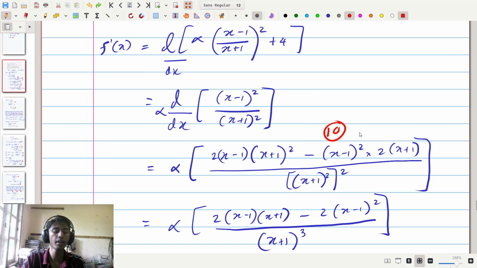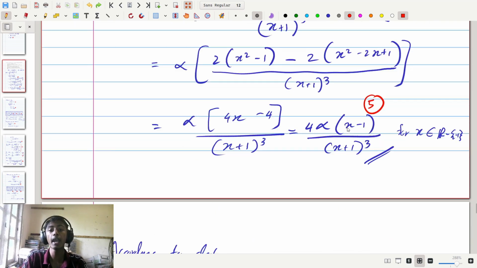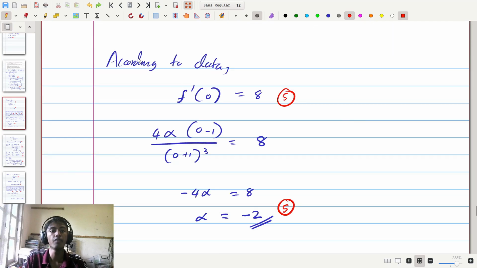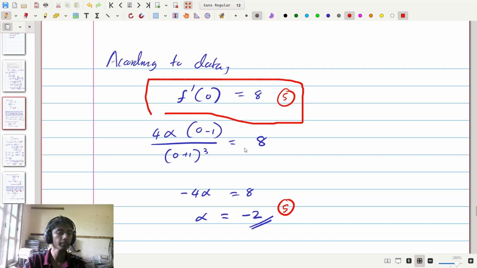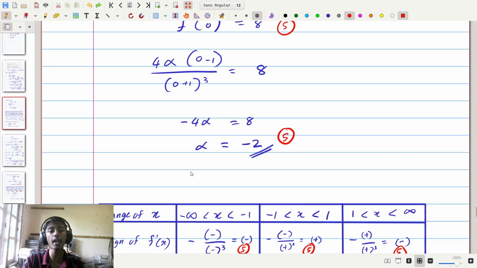Now after that, when you go down, simplify, and eventually get the expression that they have in the question, you get another 5 marks. Now after that, when you take the fact that when x equals 0, the gradient of the tangent of the graph is given to be equal to 8, to write this equation right here, f'(0) equals 8, you get 5 marks. Now after that, when you simplify to get alpha equals -2, you get another 5 marks.